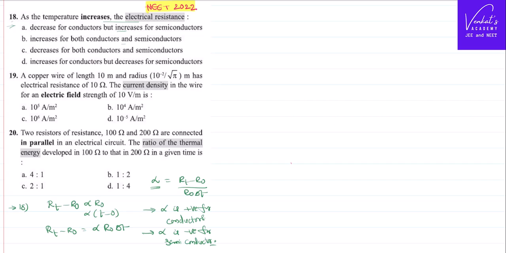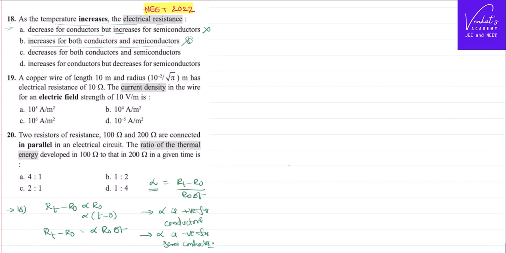So if you look at the options, with the increase in temperature, resistance decreases for conductors, that is wrong. Increases for both conductors and semiconductors, that is also wrong because it decreases for semiconductors. Decreases for both conductors and semiconductors is also wrong, right? So it increases for the conductors as alpha is positive for them, and decreases for semiconductors as alpha is negative for them, is the right option. So option D is the right answer for that question. That's the first question, 18.